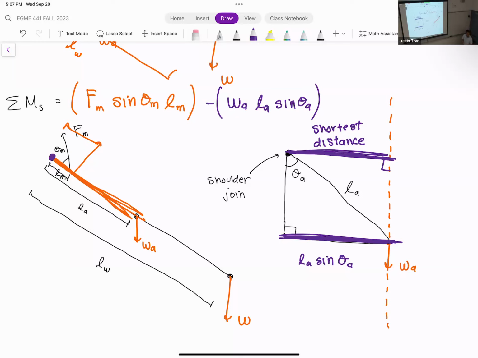All right, so that's two different ways to determine how to get these moment terms. One way that you can look at it is you can find the component of the force that's perpendicular to the line of action and multiply that. Another way is you can extend the vector outwards and find the shortest distance between that vector and the joint. Both methods work, and I'm showing you both just so that you can see what makes the most sense to you. Any questions on that?